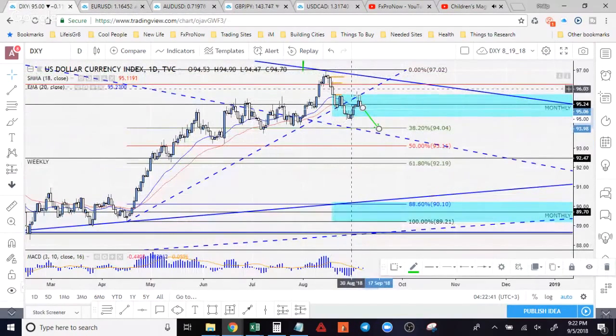So we expect, okay, the dollar to go to at least 38.2. And if anything, probably even go to this weekly level right here, which would be a major deal.